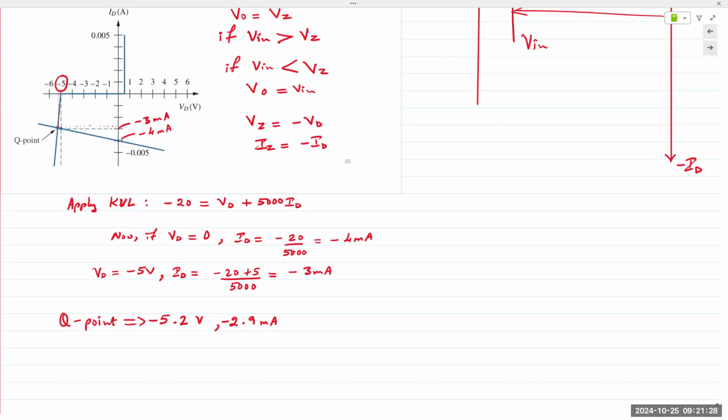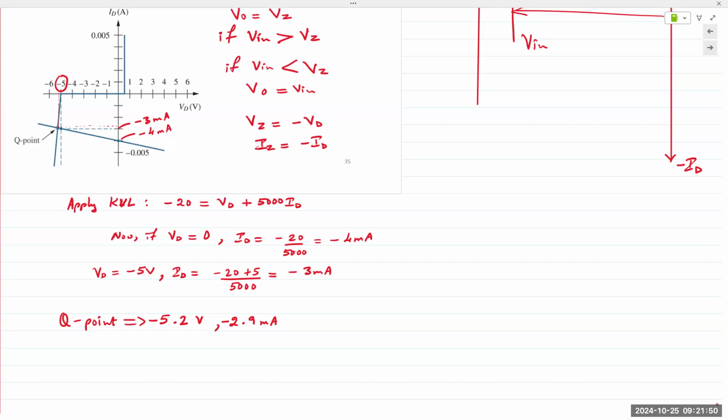All right, questions? Straightforward. I have a question. Yes, go ahead. I think I might have missed it, but where's the negative 2.9 milliamps from?